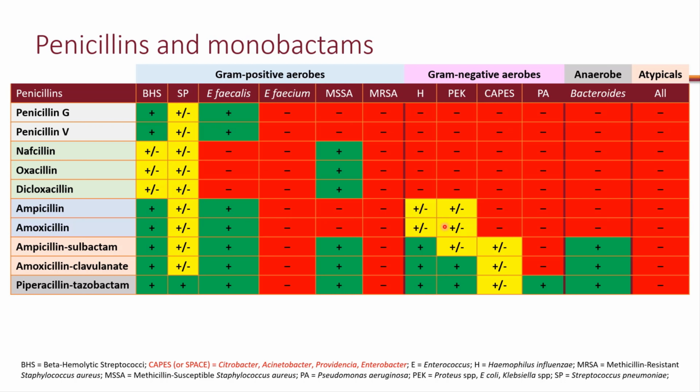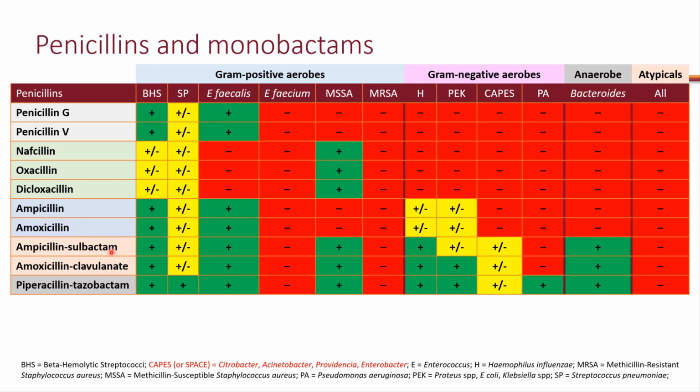So they get some activity against H. flu and including E. coli, Klebsiella, and Proteus. But it comes at a cost because they lost activity against MSSA, because they are no longer active or stable against penicillinases that Staph aureus makes. Now, they do have activity against beta hemolytic strep and E. faecalis, and somewhat against strep pneumo.